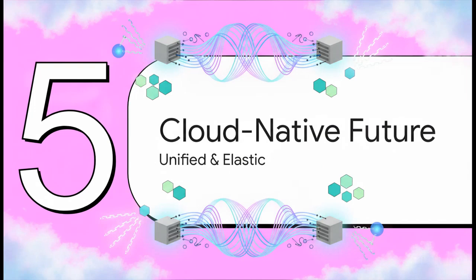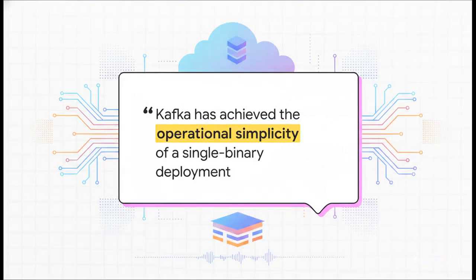Section 5, the cloud-native future. So the crucial point is really captured right here. Kafka has achieved the operational simplicity of a single binary deployment, the flexible scaling of a message queue, and the cloud-native economics of object storage. It's truly a fully unified, incredibly elastic data platform ready for massive real-time demands.